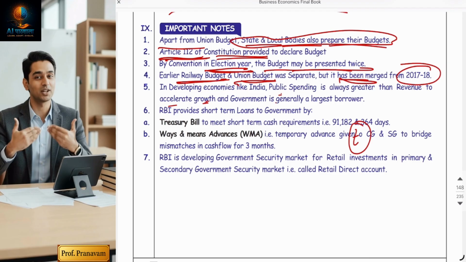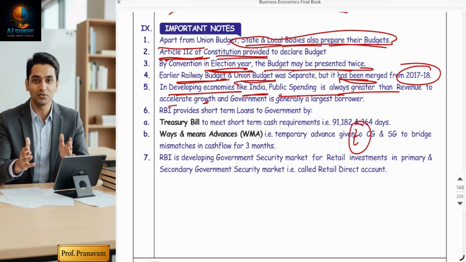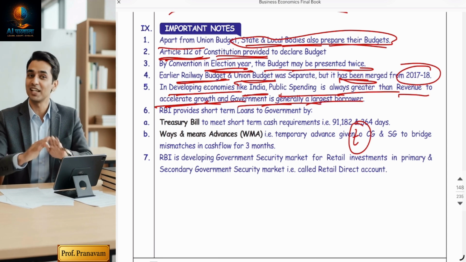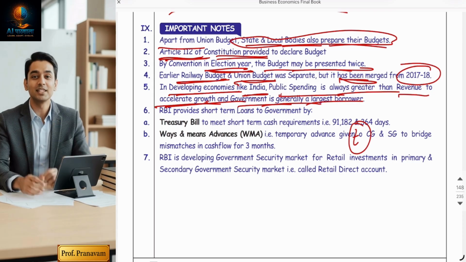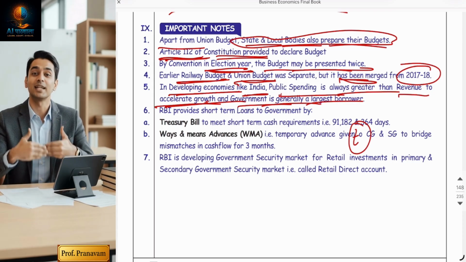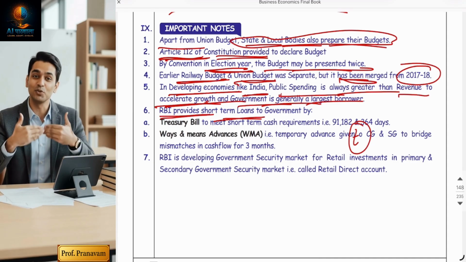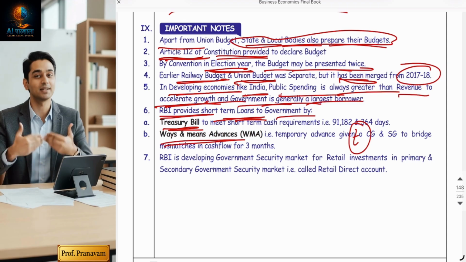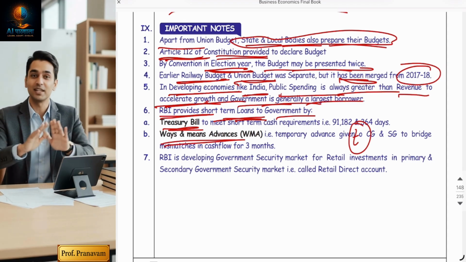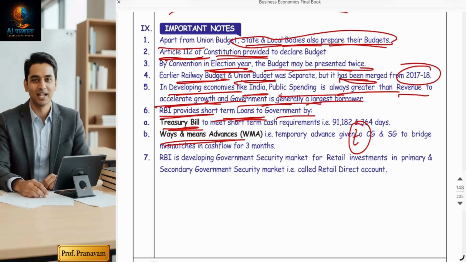Okay, friends, one more point you should keep in mind. In developing economies like India, public spending is always greater than revenue, and the government is generally the largest borrower. As I told you, developing countries always face a fiscal deficit, and to manage the deficit, loans are taken. Then one more thing for information: the RBI provides short-term loans to the government by issuing treasury bills and ways and means advances. These are the two ways through which the RBI gives short-term loans whenever the government needs them.